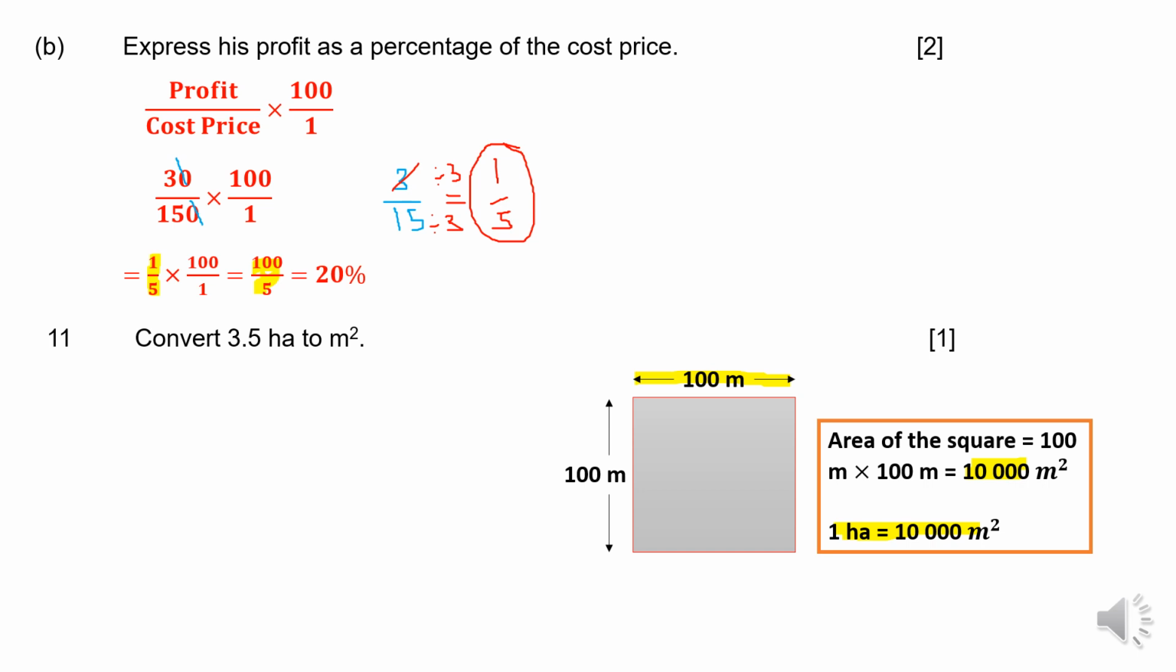So that means now the answer for part 11, you are supposed to then multiply that 3.5 with 10,000 in order for you to find the answer, which is 35,000 square meters.